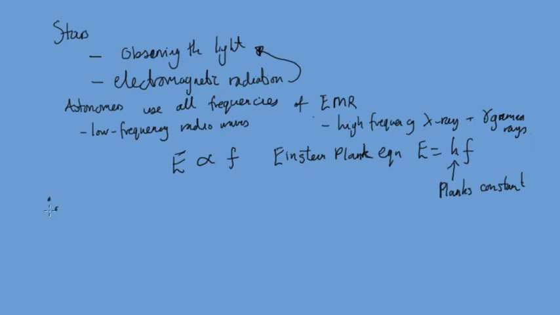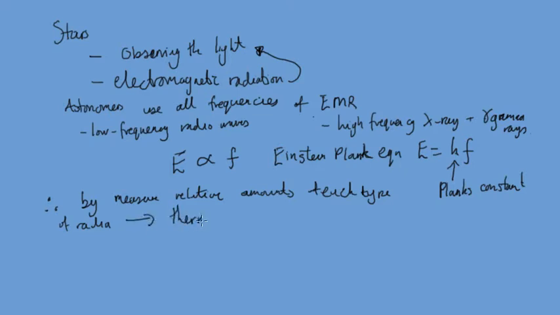This means that by measuring the relative amounts of each type of radiation emitted by a star, that can lead us to the thermal energy of the star, and that leads us to the temperature.